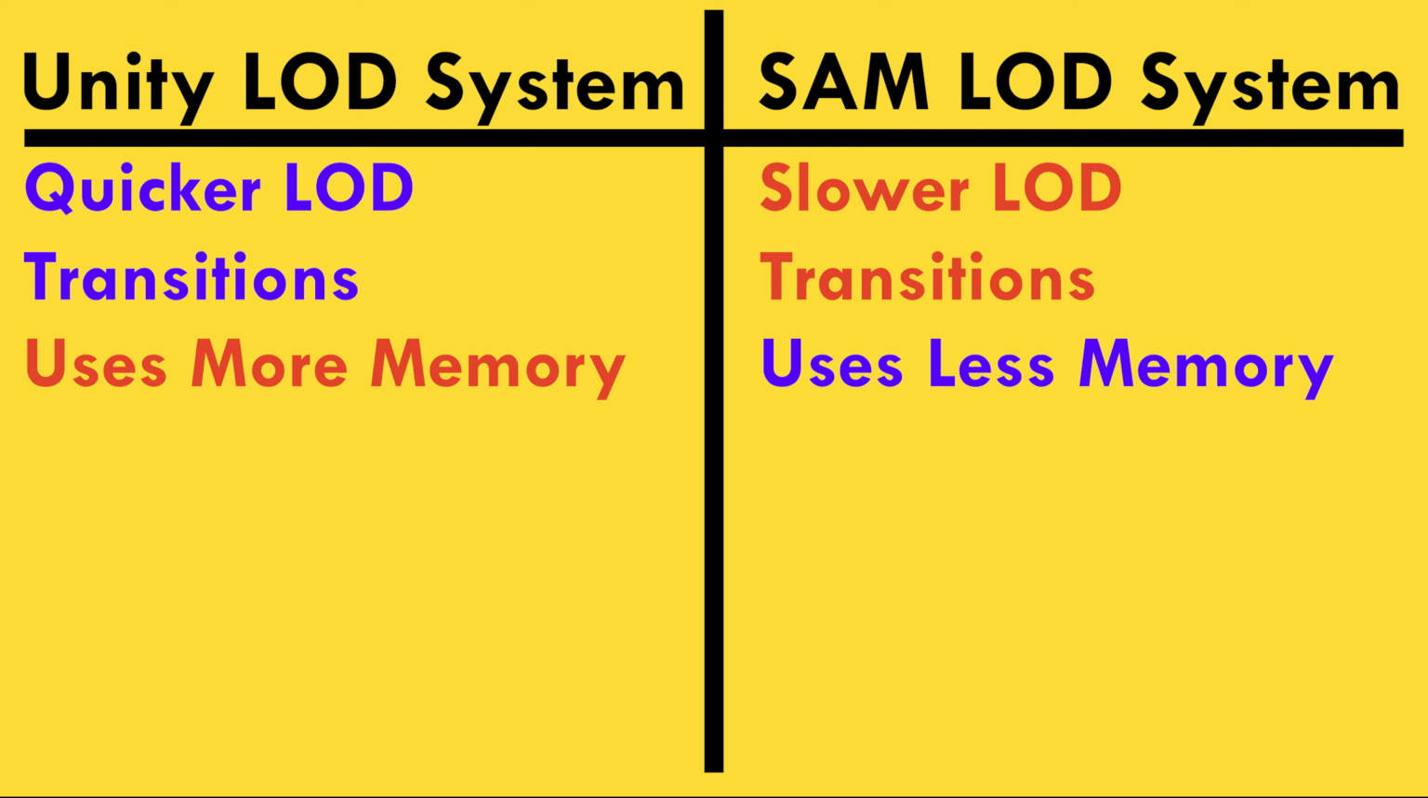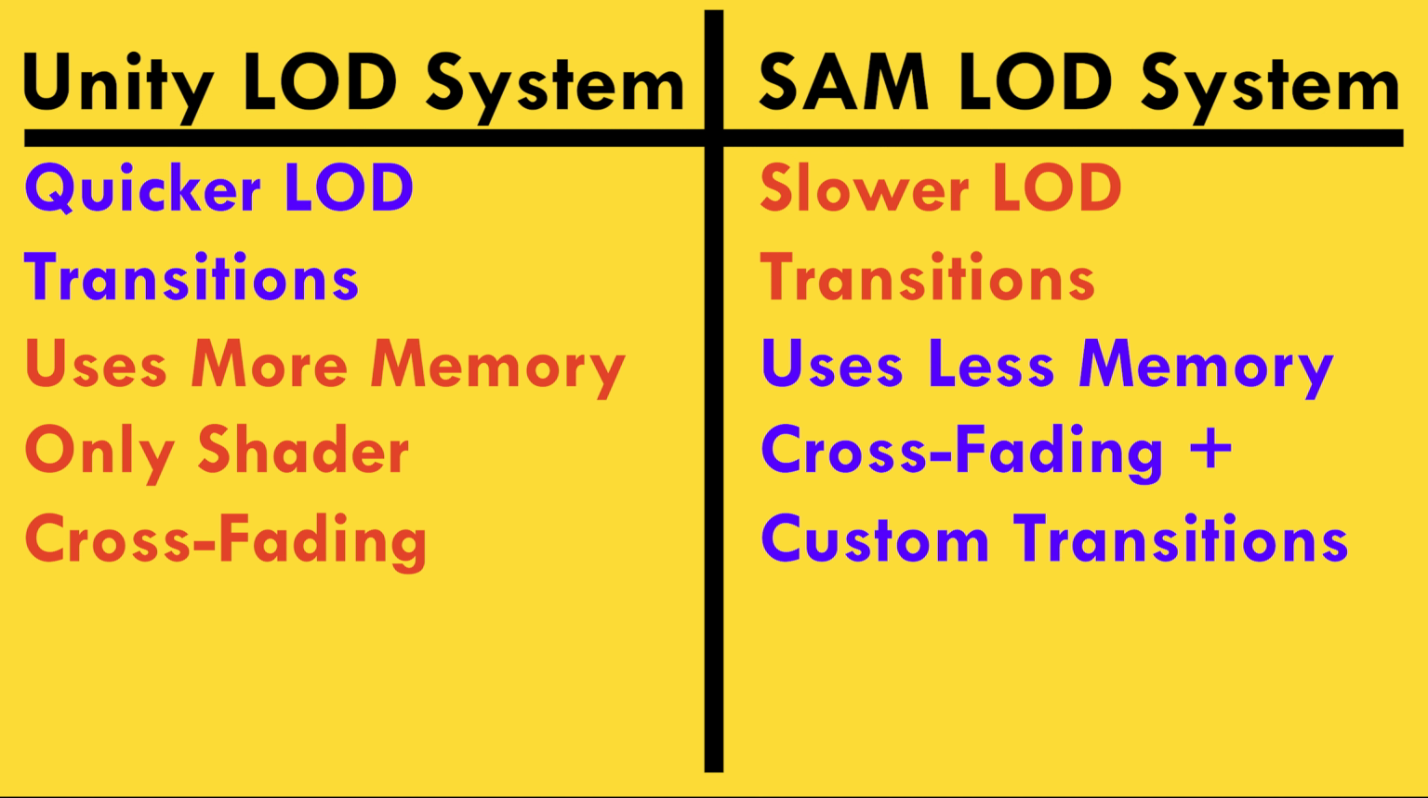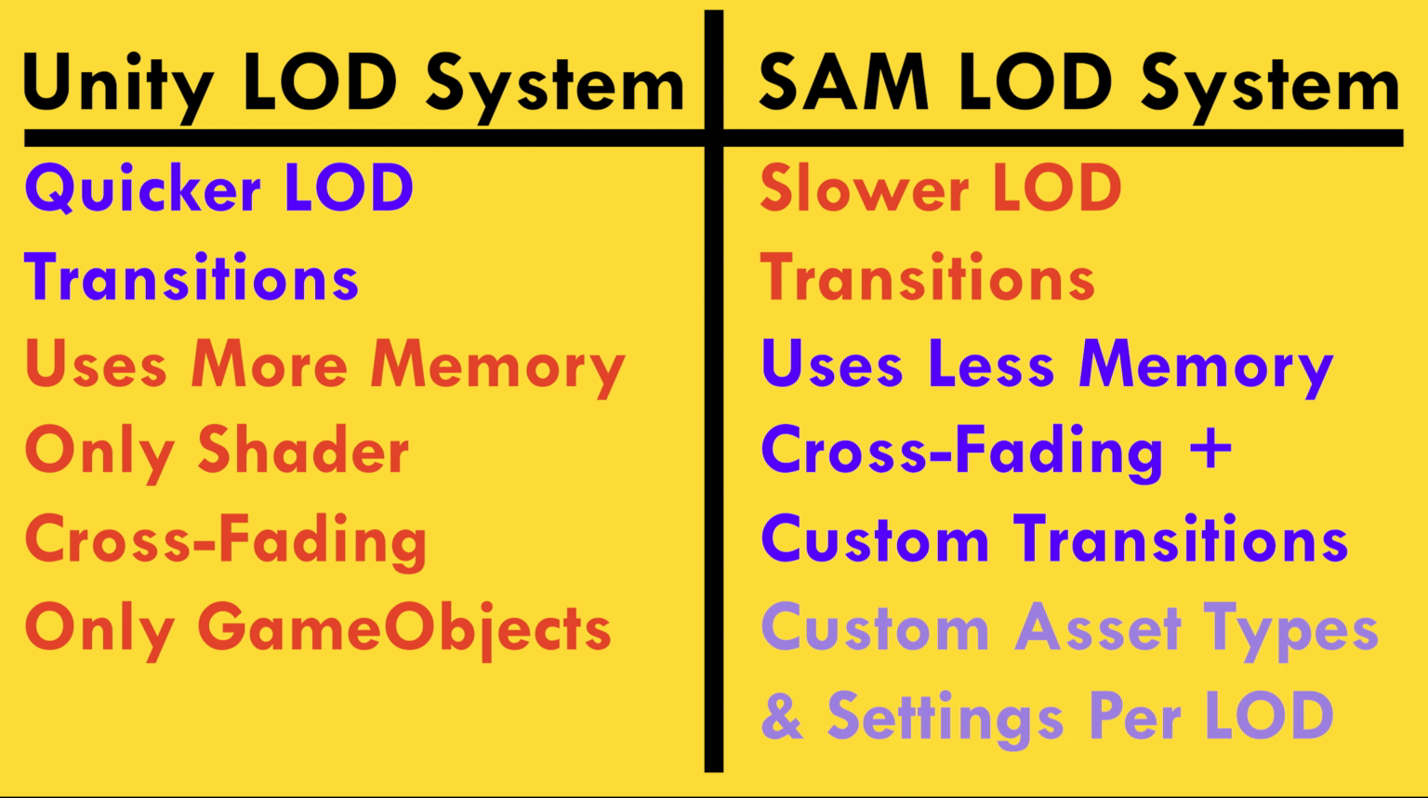Unity's built-in system offers crossfading via shaders, usually implemented using a dithering effect. Our system offers the same crossfading out of the box. However, you can also add additional transition effects such as scaling and repositioning via coding. With Unity's system, all LOD assets must be game objects. In our system, each LOD can use different asset types. In addition, with our system, it's very easy to assign different tags, layers, and other settings to individual LOD asset chunks at runtime.